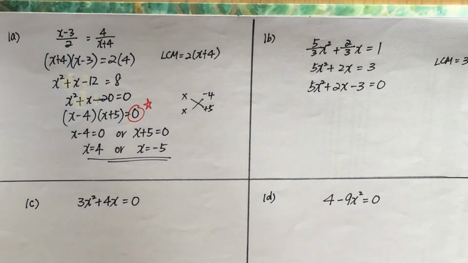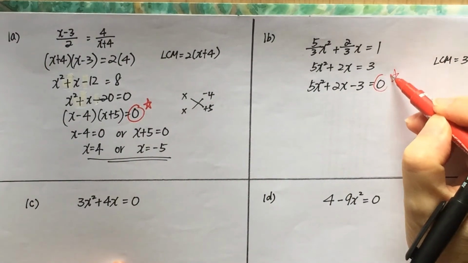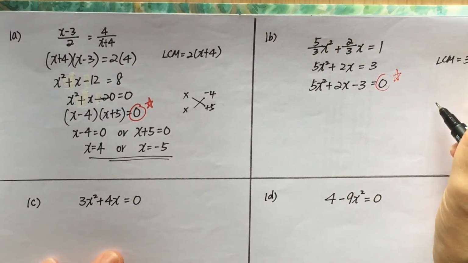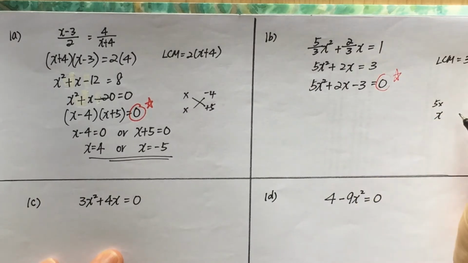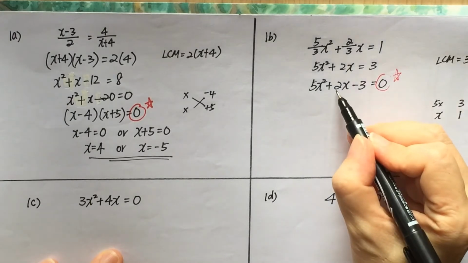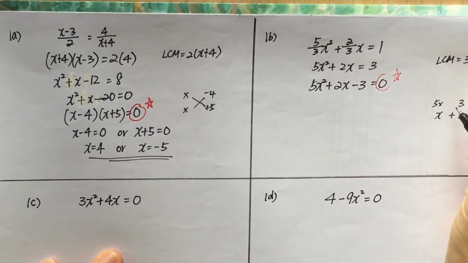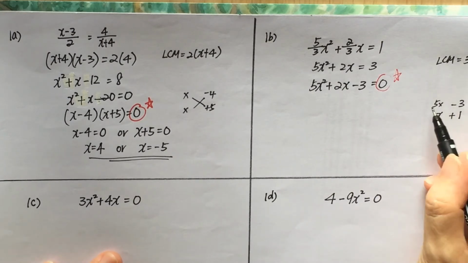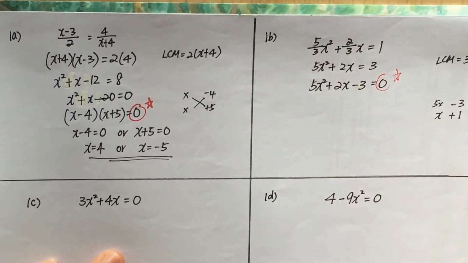Okay, take note that I'm having a 0. Okay, and next I'm going to use null factor law. So I have 5x and x to get 5x squared, and then 3 and 1, so that I want this middle term to be 2, so I need a plus here and a minus here. Okay, multiply together is negative 3. This one multiplied together is 5x squared. This one times together is negative 3x and then 5x, so together is 2x.